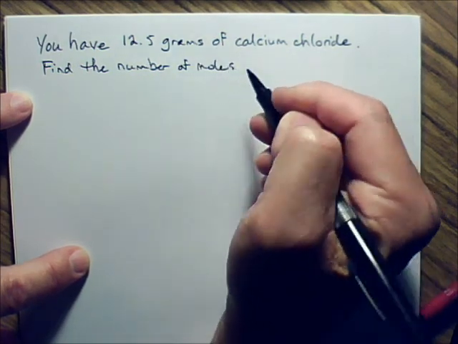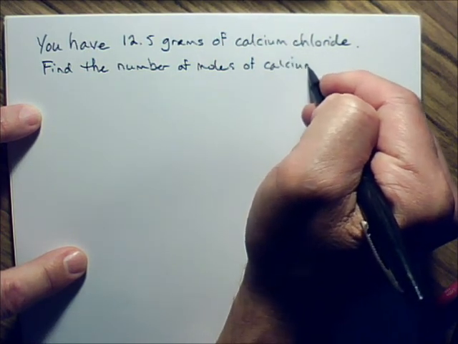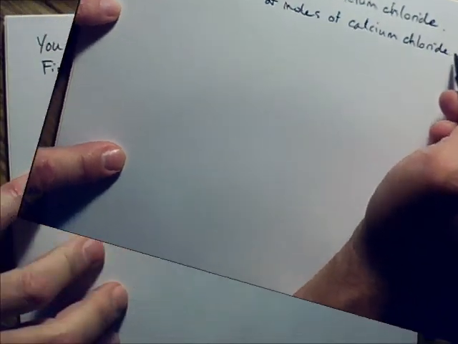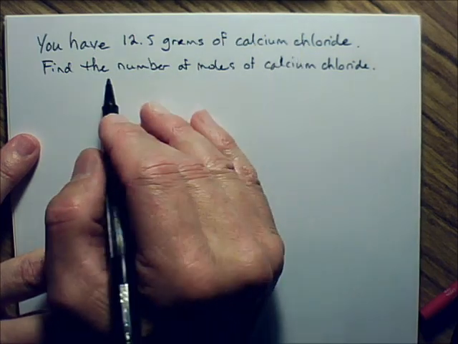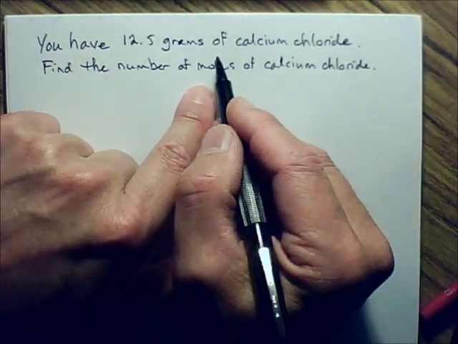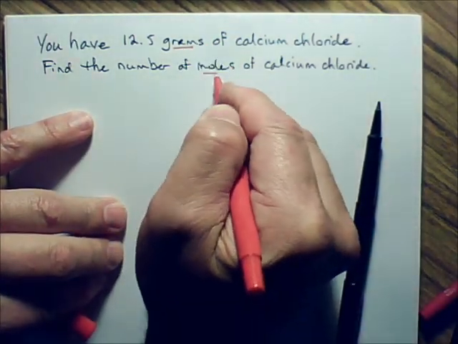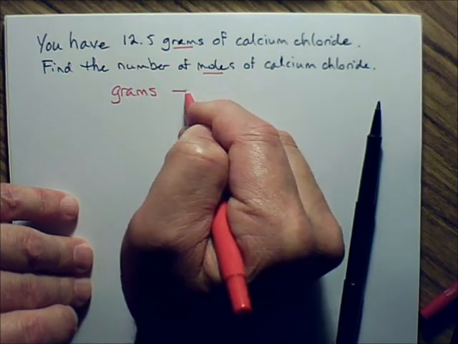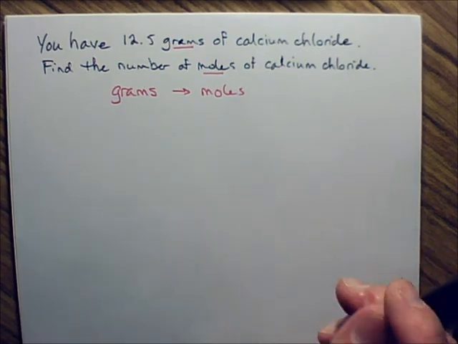Find the number of moles of calcium chloride. So then, we know the starting amount will be this, okay? And we're going to find some kind of conversion unit that allows me to go from grams to moles. Okay, we want to go from grams to moles. That's what we're trying to do.